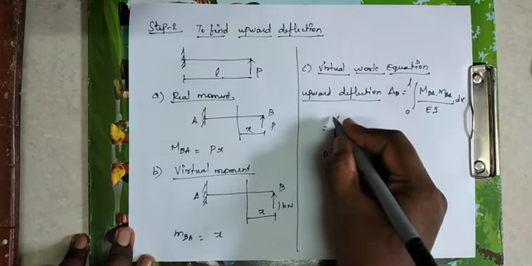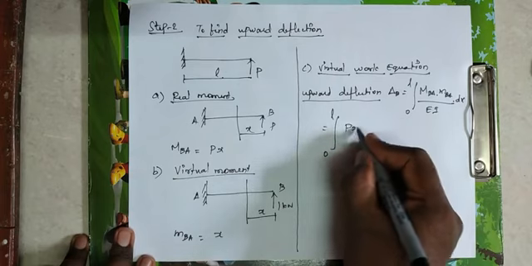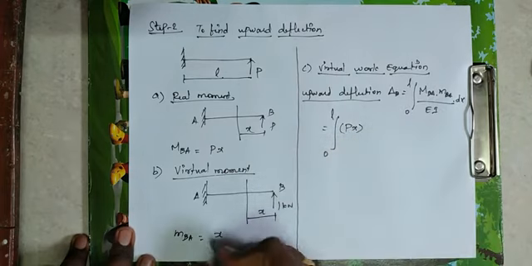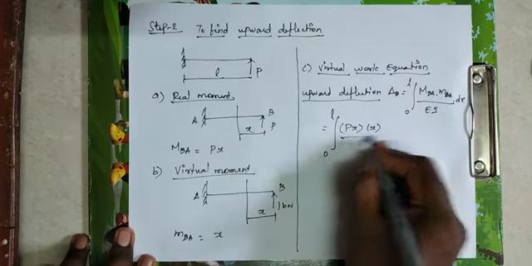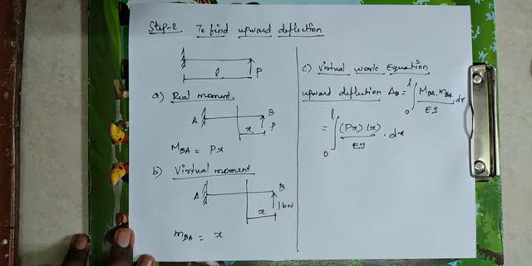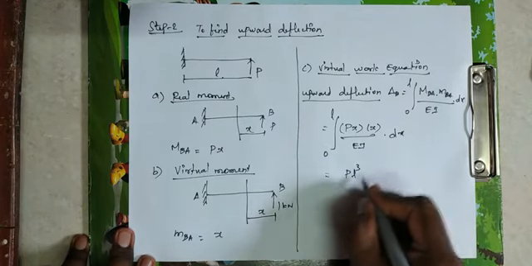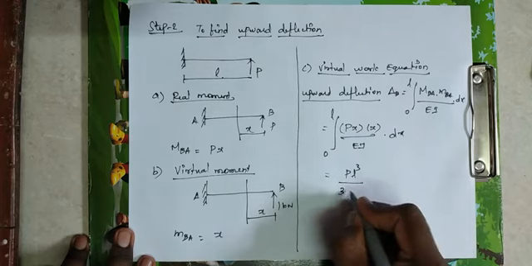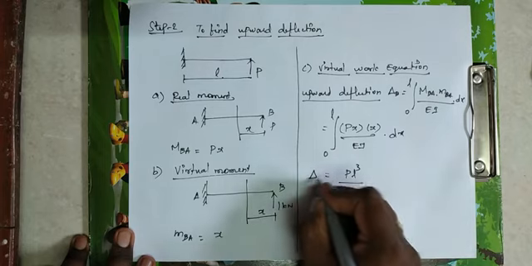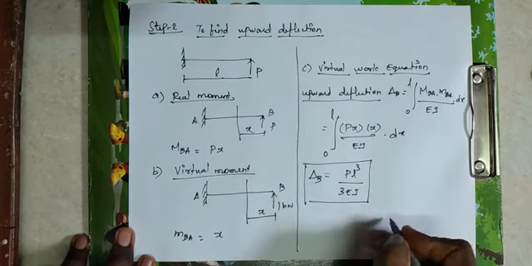The integration limit is 0 to L, and capital MBA is P into x and small MBA is x, whole divided by EI into dx. By integrating, we will get the upward deflection as PL cube divided by 3EI. This is the upward deflection delta B.